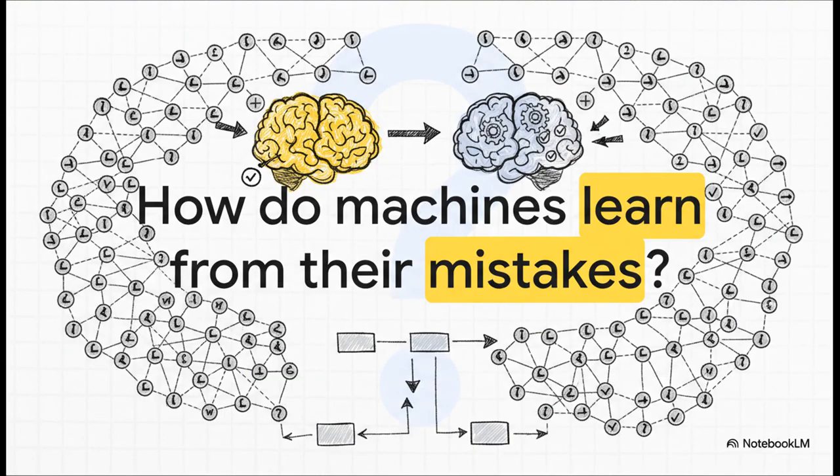So picture this. You've got a machine, a neural network, with millions, sometimes even billions of these tiny little knobs or settings that it can tune. When it gets an answer wrong, which it will a lot, how on earth does it know which of those millions of knobs to turn and which way to turn them to do better next time? That right there, that's the fundamental puzzle we're going to solve today.